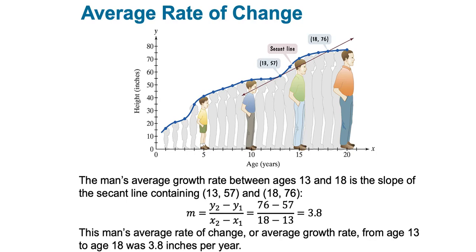We can see the average rate of change visually by looking at the steepness, or how fast the curve is increasing. The flatter the curve, the smaller the average rate of change. The steeper the curve, the larger the average rate of change. So we can see between ages 10 and 13, the curve is much flatter than it is between the age 13 and 18.